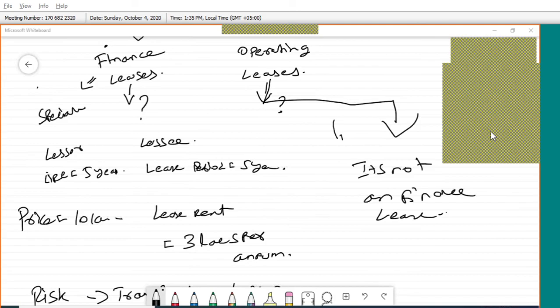Legally, he will not sell the asset, but simply all the benefits. If I'm an owner, all the benefits I will use, I will get all the benefits. Then it becomes a finance lease. So for that, they are giving some points. They are giving some examples. What are the examples? The lessee will get the ownership. First bullet point I am reading. The lessee will get the ownership of the leased asset at the end of the lease term.